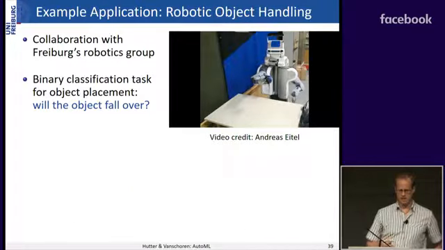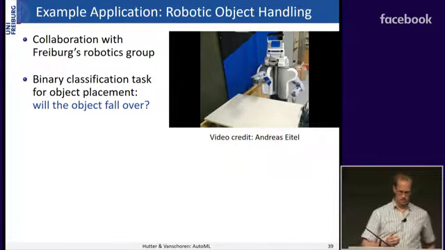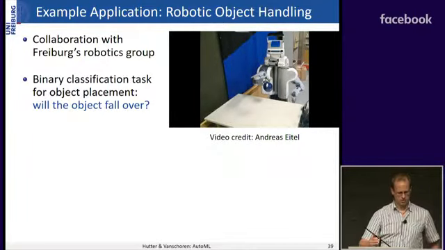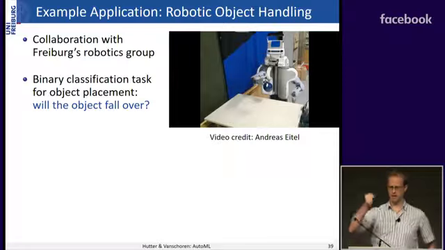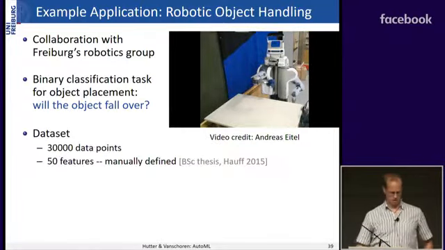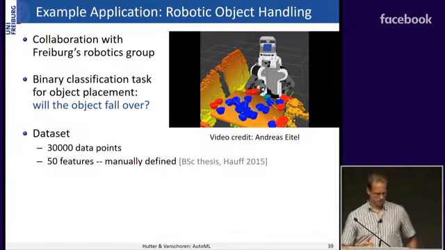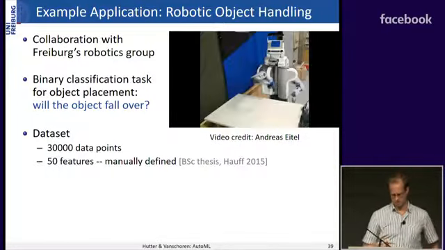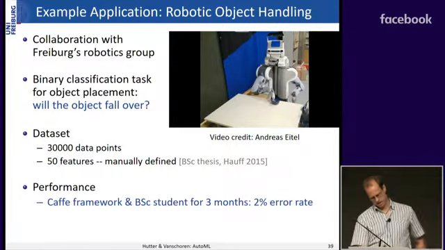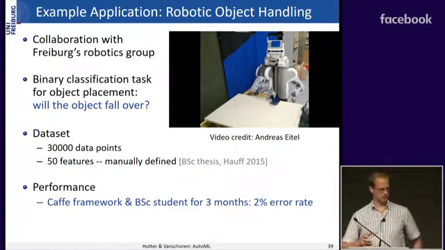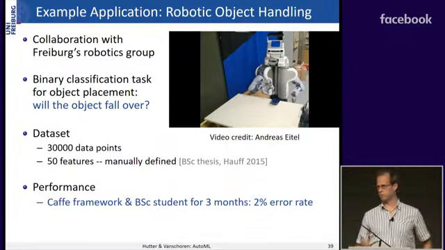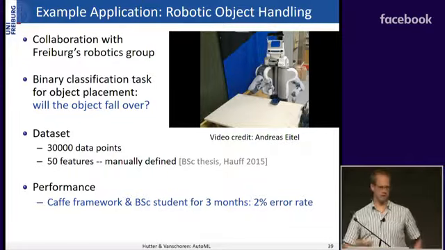One quick example application of AutoSKLearn. In a collaboration with Freiburg's robotics group, they were interested in this binary classification task. A robot had an object in its hand and wanted to place it down and was wondering, will the object fall over or not? We used a data set of 30,000 data points for which a bachelor student manually created 50 features. And then, back in the day, this was 2015, he used Caffe and spent about 3 months to get to an error rate of 2%, which was a very nice bachelor thesis.